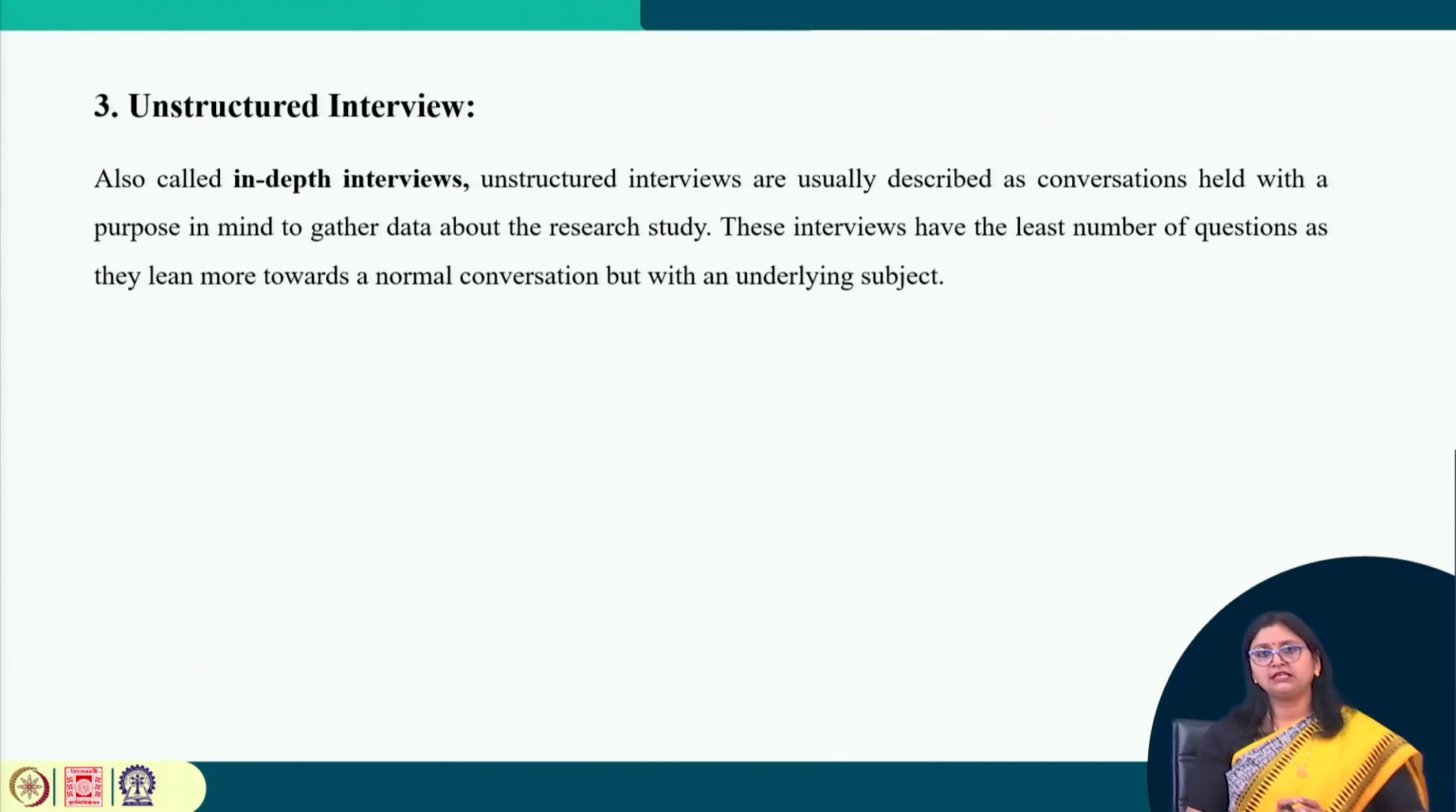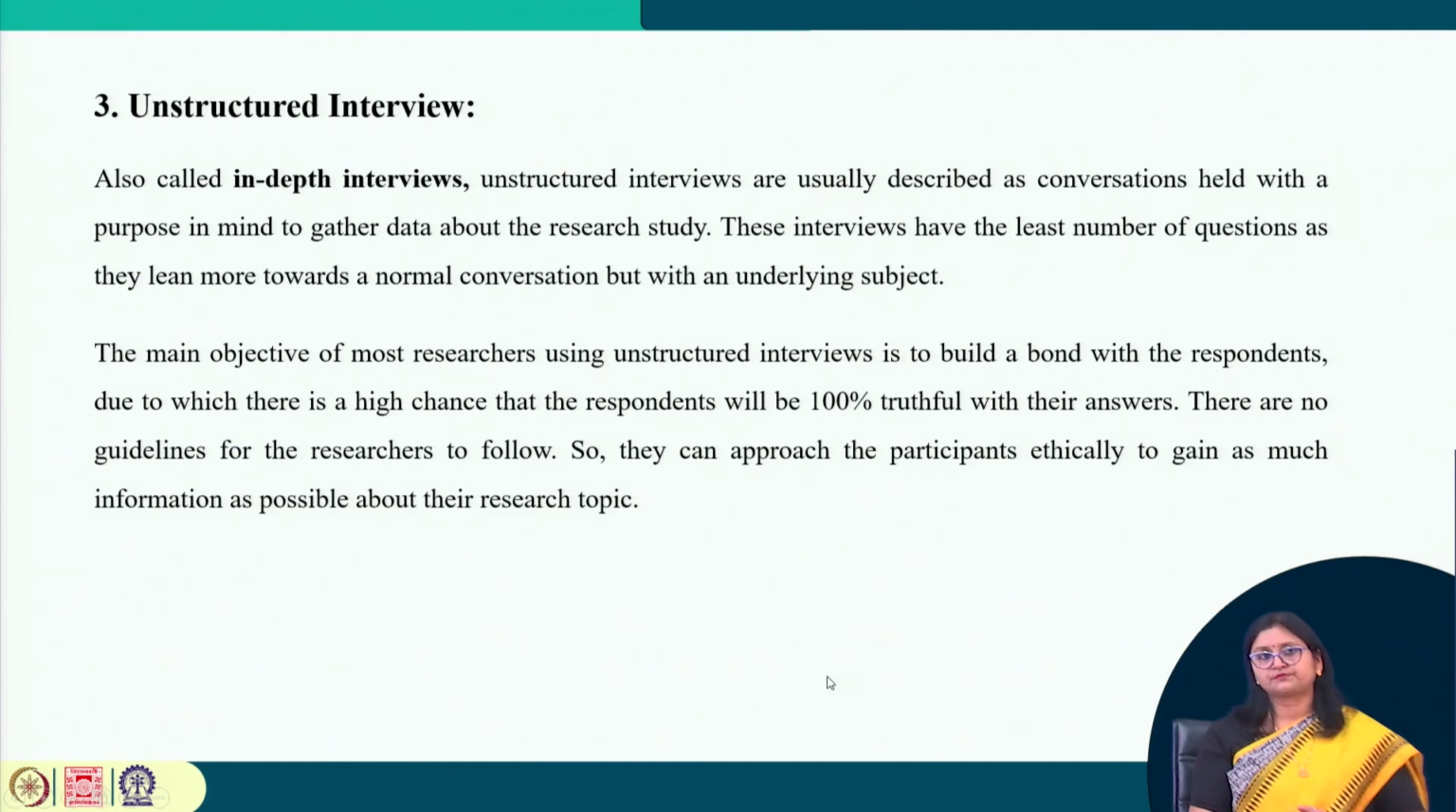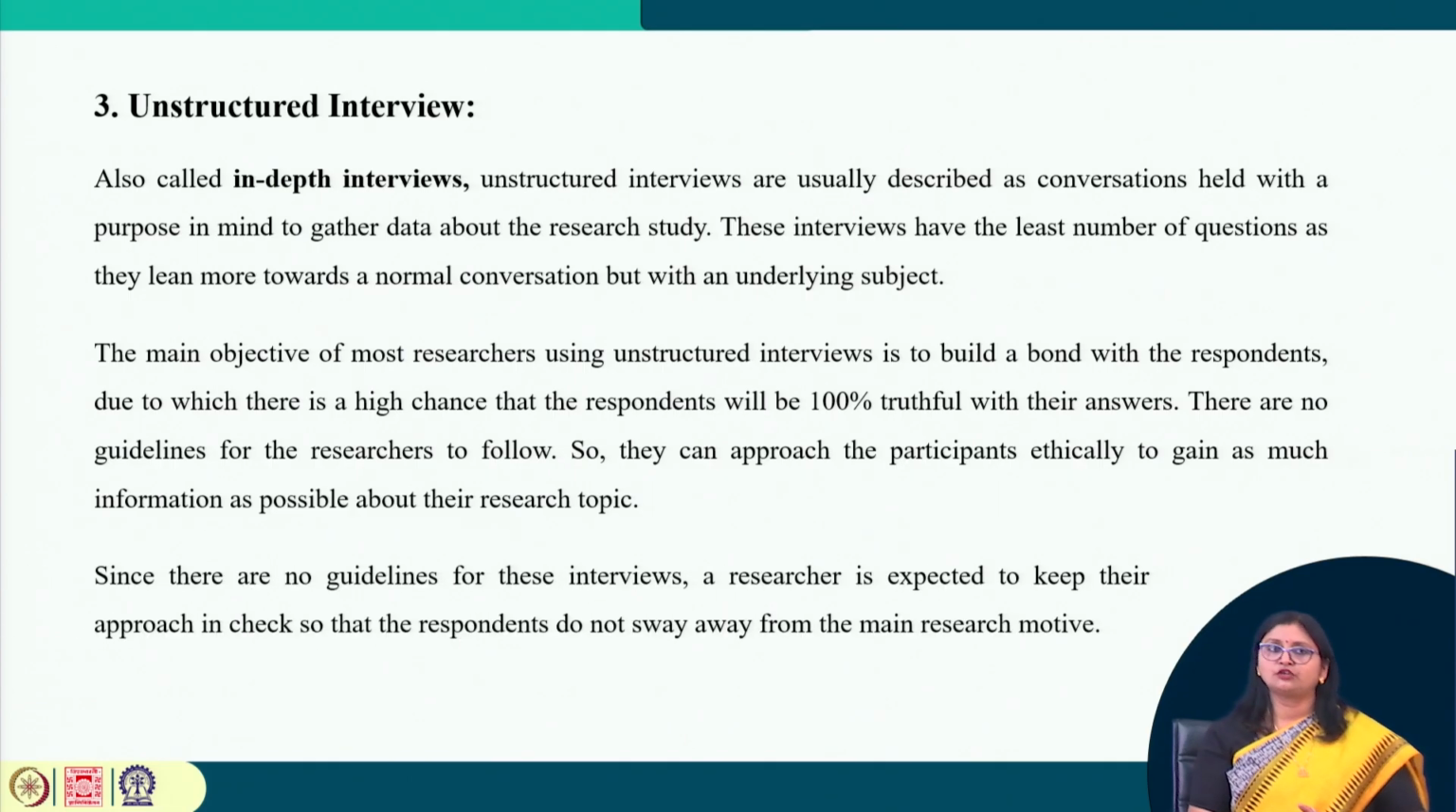These interviews have the least number of questions as they lean more towards a normal conversation, but with an underlying subject. The main objective of most researchers using unstructured interviews is to build a bond with the respondents, due to which there is a high chance that the respondents will be 100% truthful with their answers. There are no guidelines for the researchers to follow. So, they can approach the participants ethically to gain as much information as possible about their research topic.